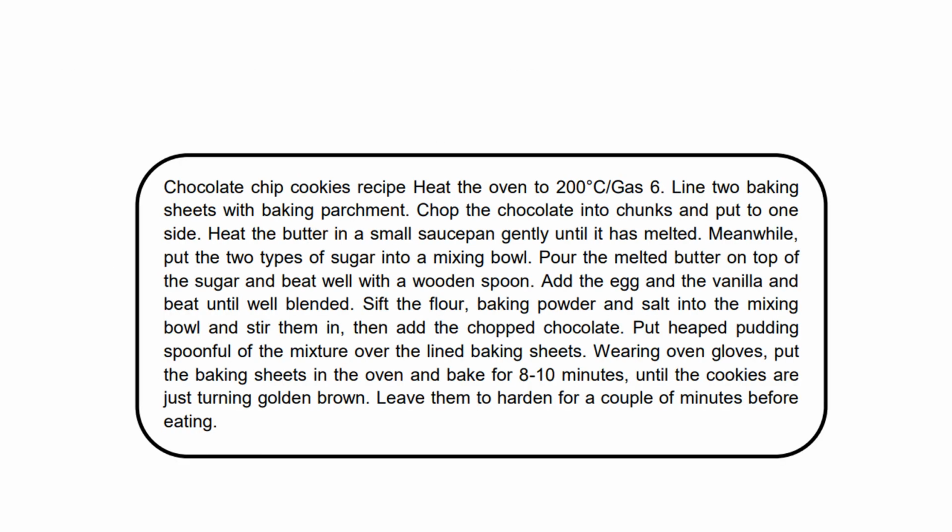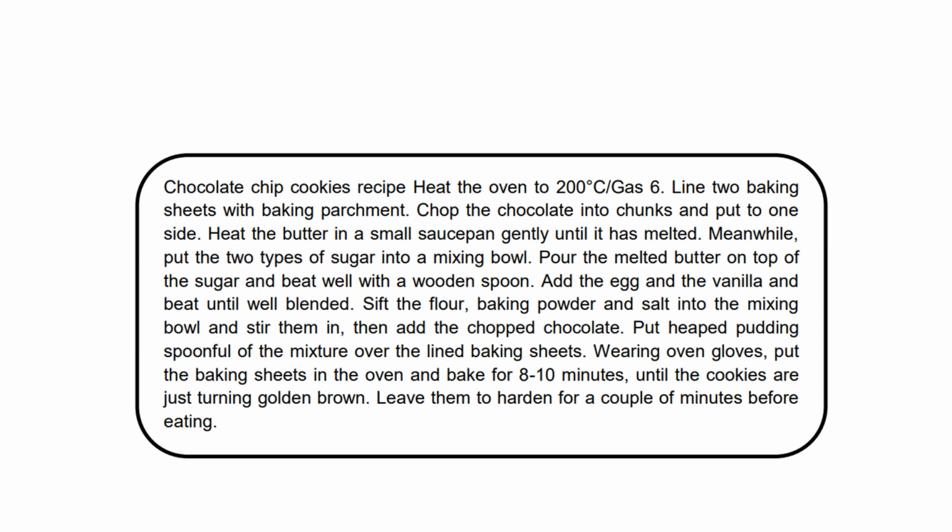Let us look at an example. This is an example of a recipe, which is an informative piece. Chocolate chip cookie recipe. Heat the oven to 200 degrees Celsius. This is a fact. Line 2 baking sheets with baking parchment. Chop the chocolate into chunks and put it aside. Heat the butter in a small saucepan.